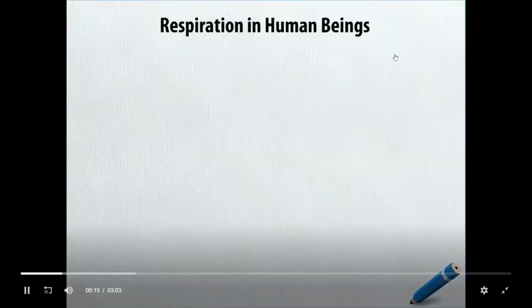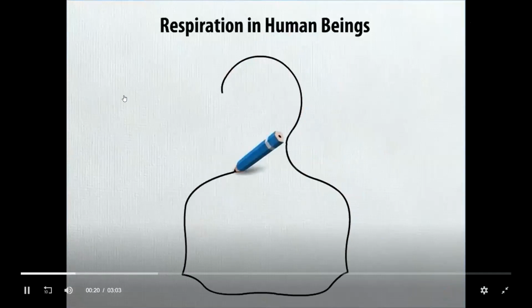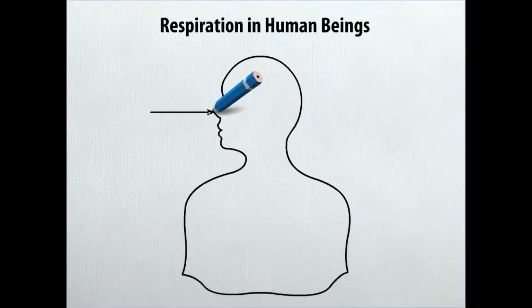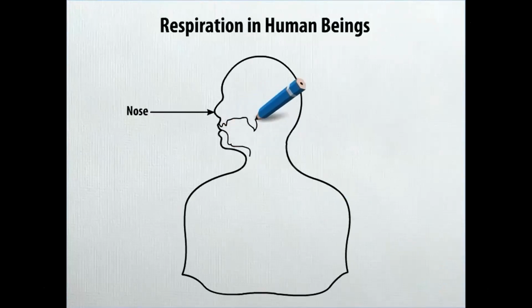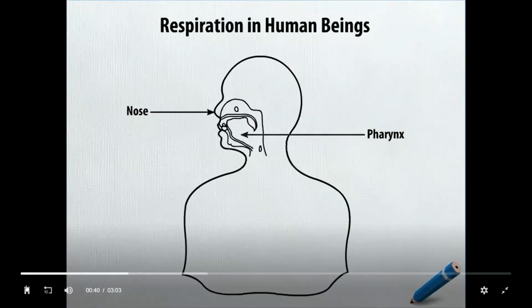Of the sheet, draw a human body up to the chest and label the nose. Inside the mouth, at this position, draw the pharynx and label it. Below the pharynx.